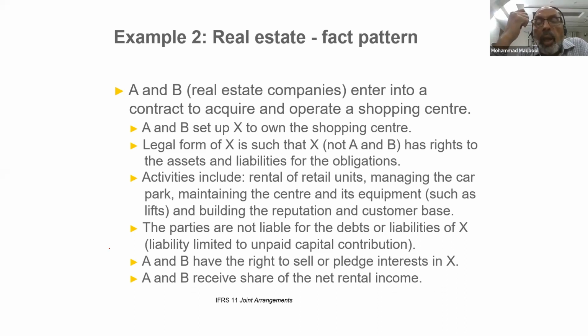A and B have the right to sell and pledge their interest in X. Every investor can pledge their share in the company in which they have invested to a bank or to another party, or can sell it to someone, A and B, maybe with the consent of the other party sometimes, if it's a private limited. A and B receive a share of the net rental. The net rental income is shared between them. What percentage? 50-50 they have.